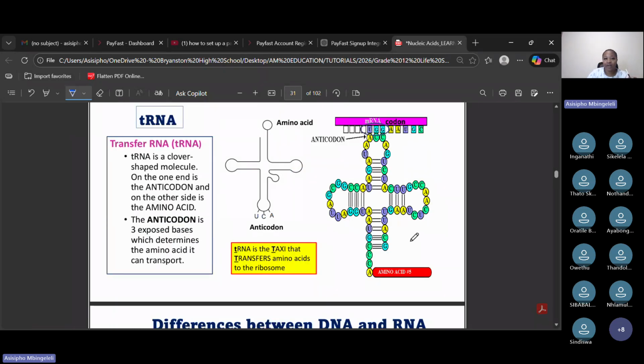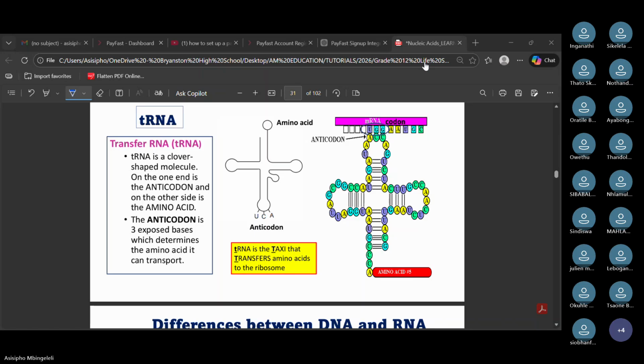Then when we look at a transfer RNA strand, please do give me a second. I can see the gate is trying to call me again. I'm not sure if there's an emergency. Please just give me a second. Okay, I'm back. Sorry about that, guys.